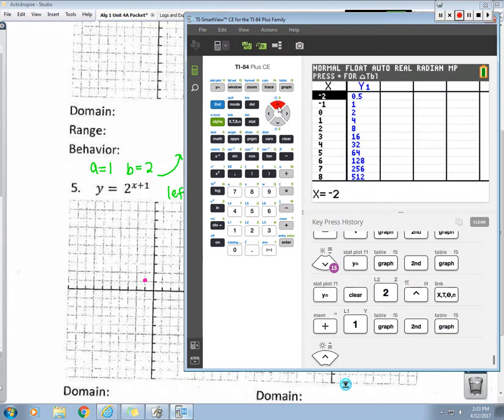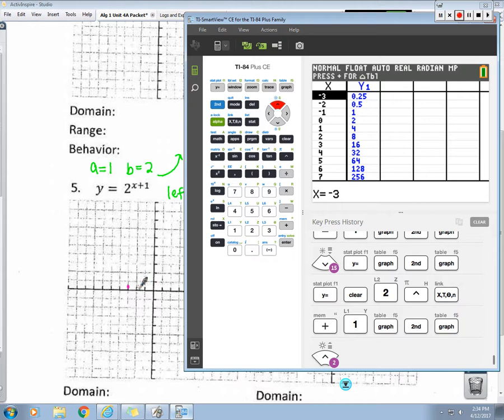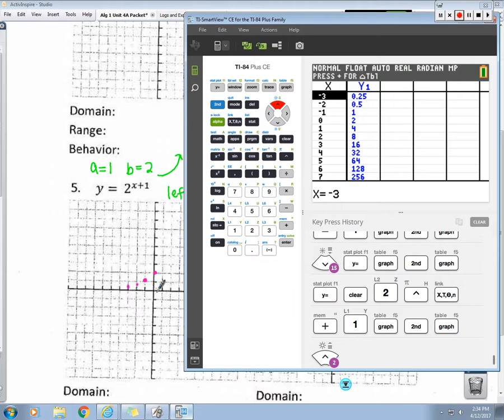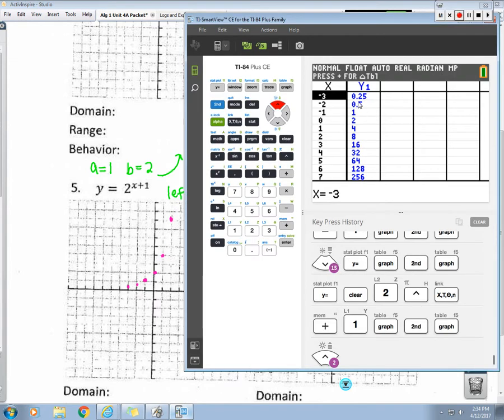I would go a little further to the left to get some points over here. So negative 3 up a quarter. Negative 2 up a half. Negative 1, 1, which we already plotted. 0, 2. 1, 4. And 2, 8. And look at the table. What are the y values doing every time? They're doubling, which makes sense because our growth factor is 2, doubling.